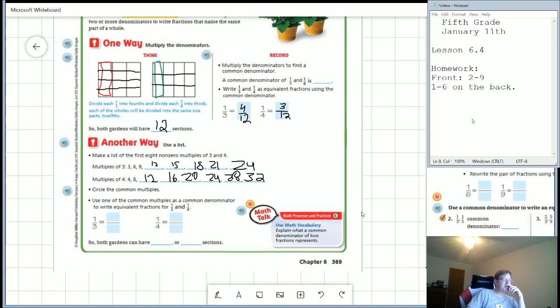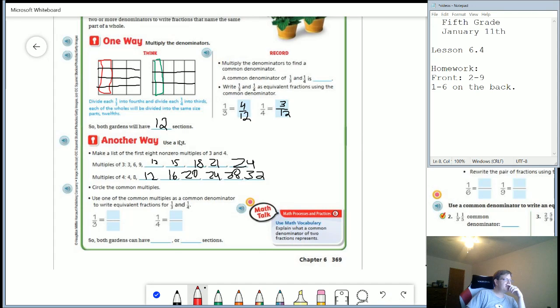And we can circle the common multiples. So in this case, I've got 12s on both lists. I have 24 on both lists, and that's where it would end. So my two numbers that I could use for our common denominator would either be 12 or 24. So let's say we already did the one for 12s. Let's do the one for 24s.